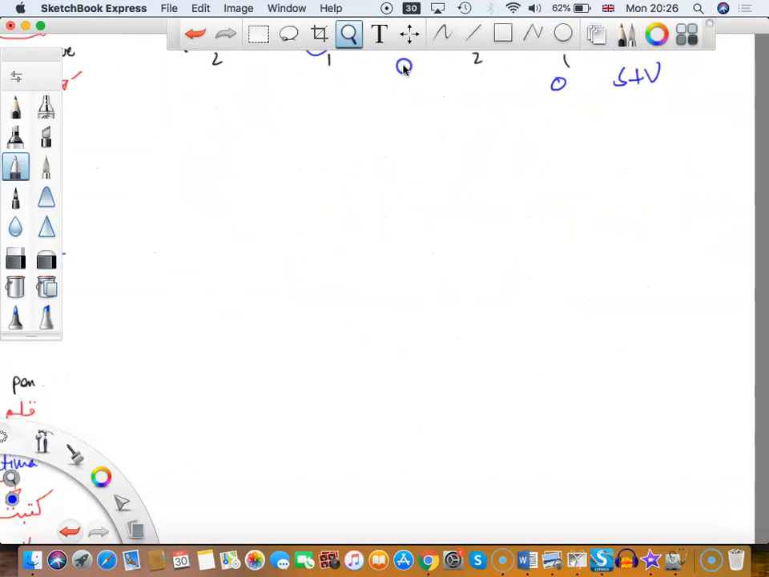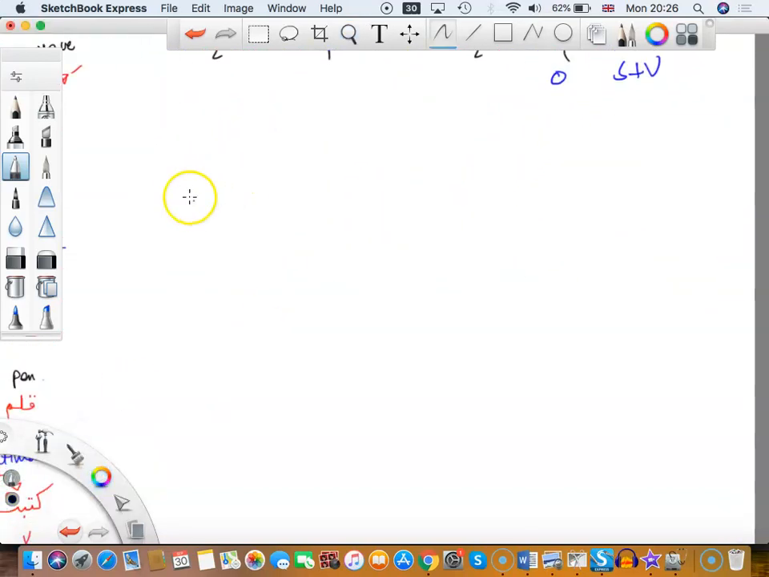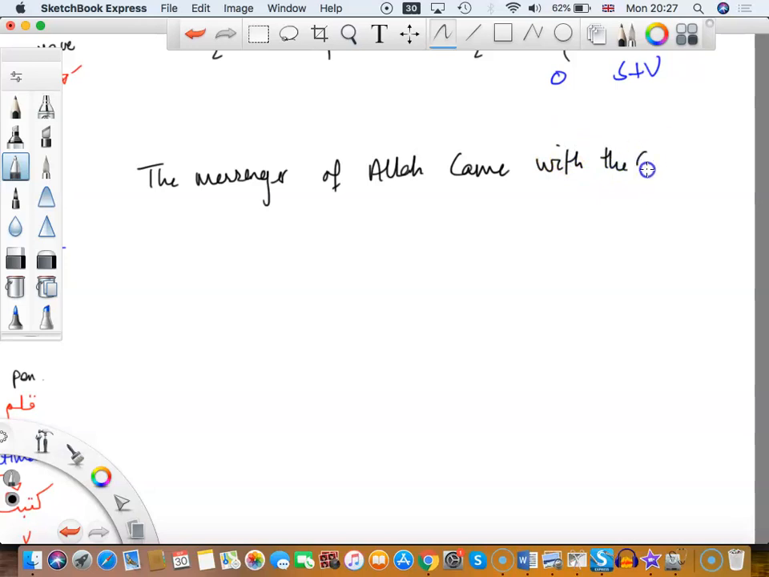All right, let's have another example then. Right, have a go at this then. The messenger of Allah came with the Quran. Okay, so messenger of Allah, Ar-Rasul, came, Ja'a, with the Quran. Have a go at that.